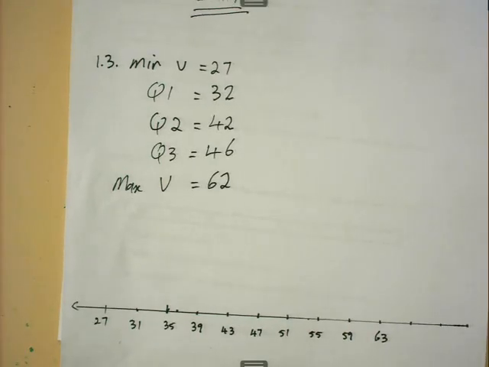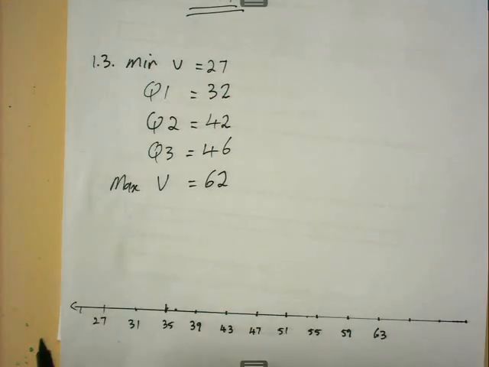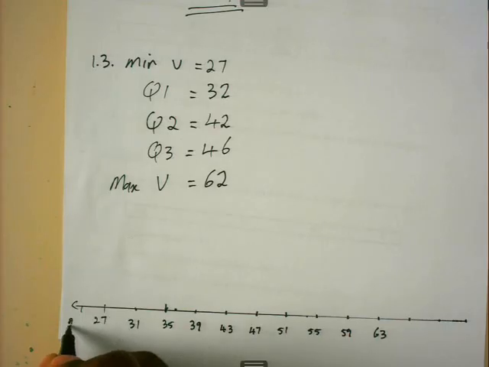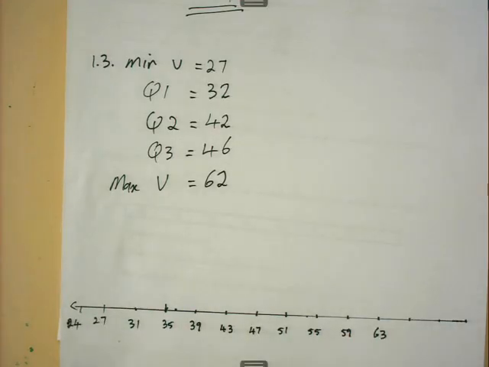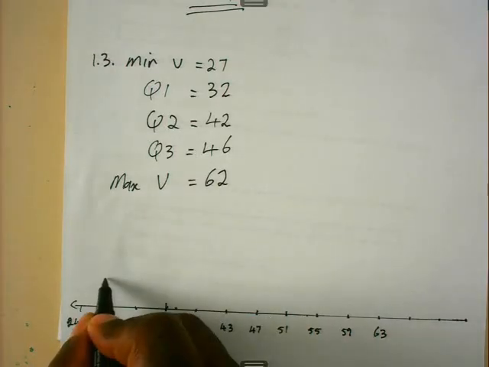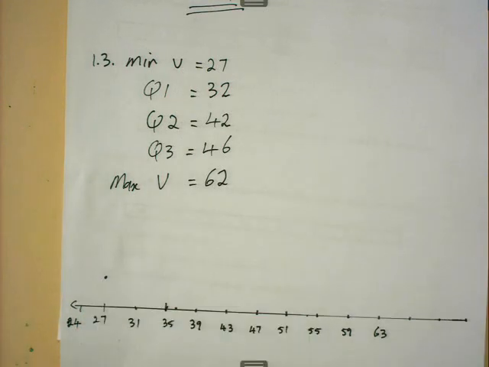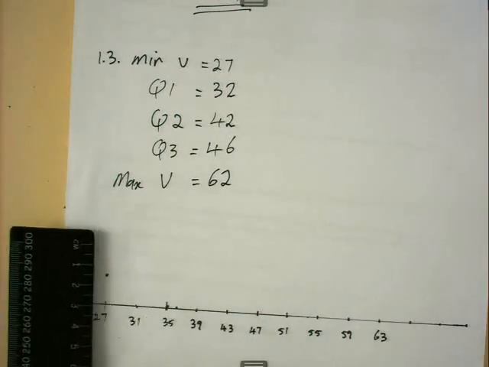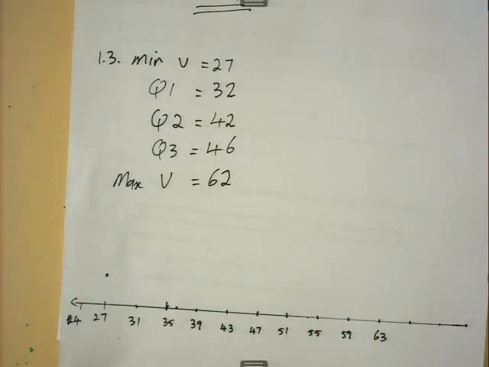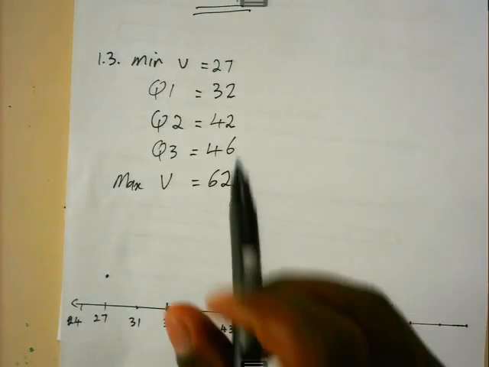So here is our number line. Start from 27 up to 63. It's a number line. So let's indicate the values. The first one is the minimum value. Here is the minimum value, 27. Directly above 27, with the aid of a ruler, directly above 27. Then the maximum value, let's check.